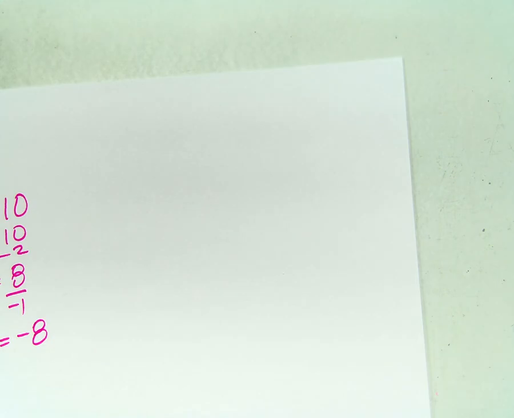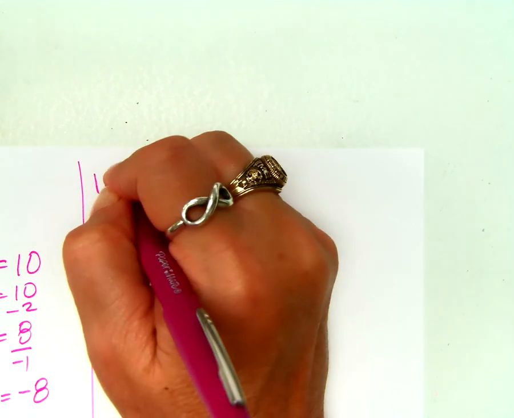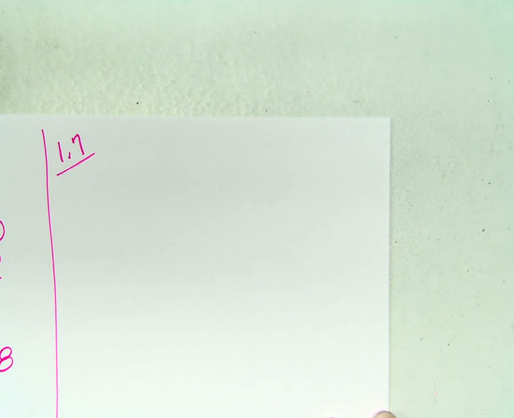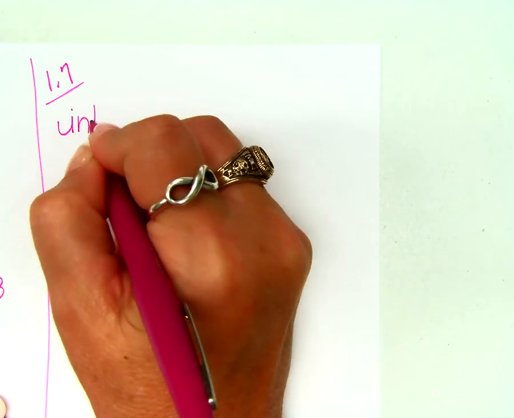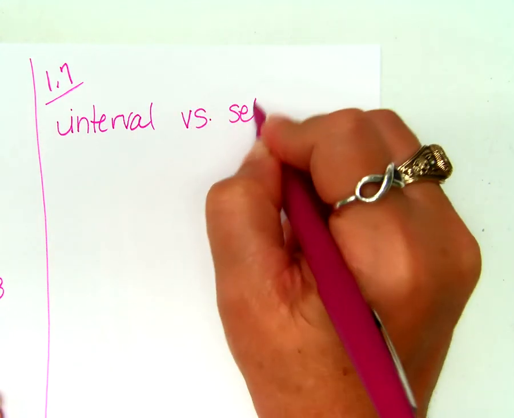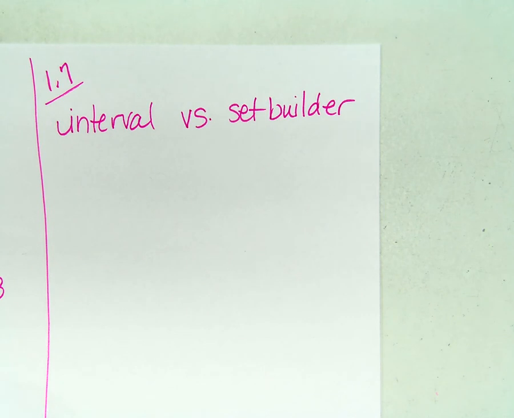I'm going to give you just some real quick notes at the beginning of 1.7. I think most of 1.7 you've gotten. If not, we can definitely make another video or talk about that tomorrow. But at 1.7, just to remind you, you need to know the difference between interval notation and set builder notation. So I'd like to remind you of that real quick.